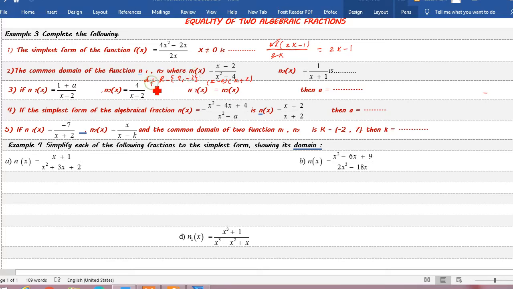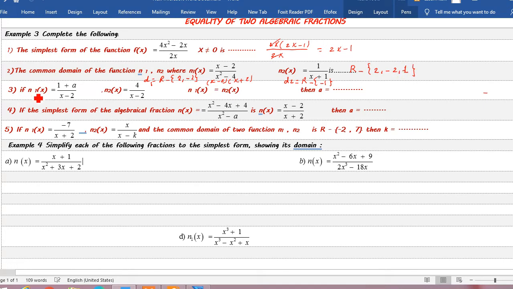This is d1, d2. Equal what? R difference. Take the opposite sign of positive 1, so the difference is negative 1. What is the common domain between them? The common domain is R difference {2, negative 2, negative 1}.